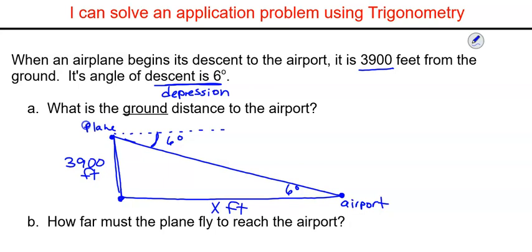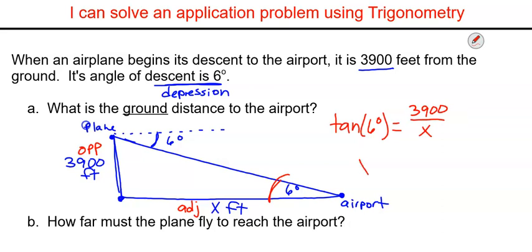Okay, so looking at what we have and what we know, we have this angle here, we have the opposite side, and we are looking for the adjacent side. That's a tangent. So tangent of 6 degrees is equal to 3,900 over x. I'm going to take the shortcut and say x is equal to 3,900 over tangent of 6 degrees. Grab a calculator.